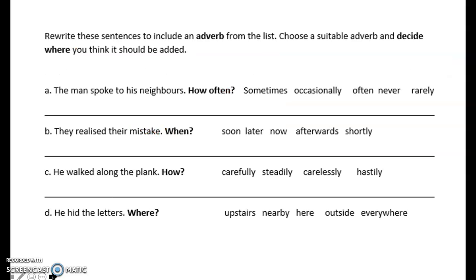You're going to rewrite these sentences to include an adverb from the list, and you're going to choose a suitable adverb and decide where you think it should be added. For example, should it be added at the beginning of the sentence, at the end? Can it go in the middle? The man spoke to his neighbours. So how often? So you could say the man rarely spoke to his neighbours. Or you could say rarely the man spoke to his neighbours. But you have to listen to your sentence to see which one sounds better.